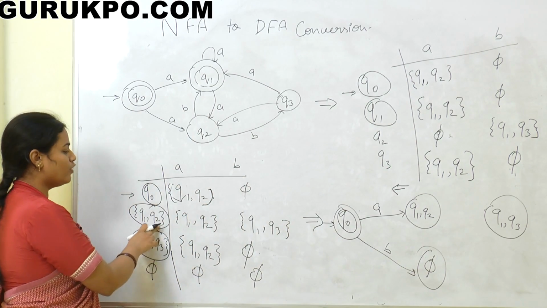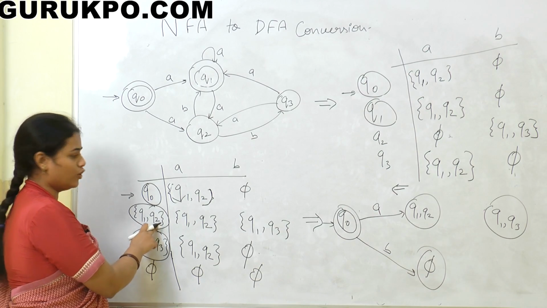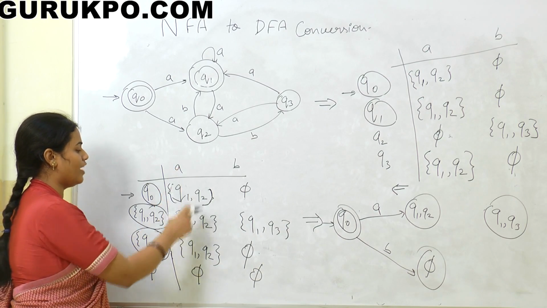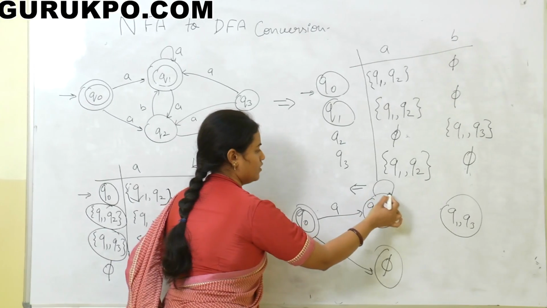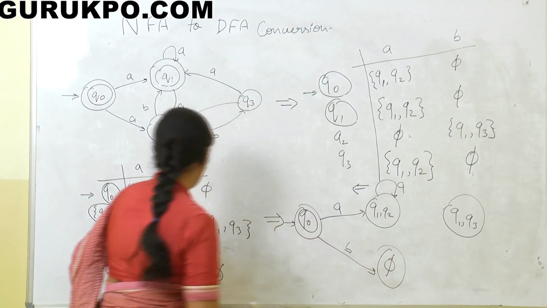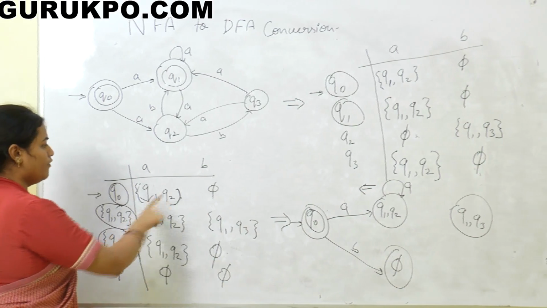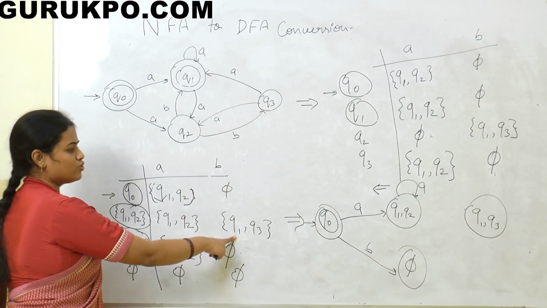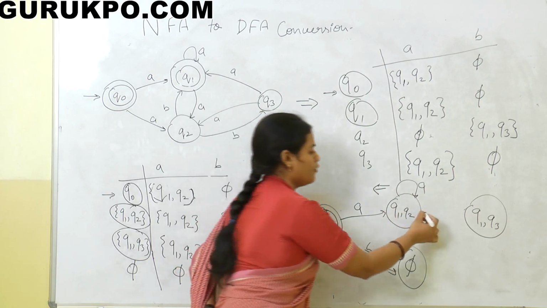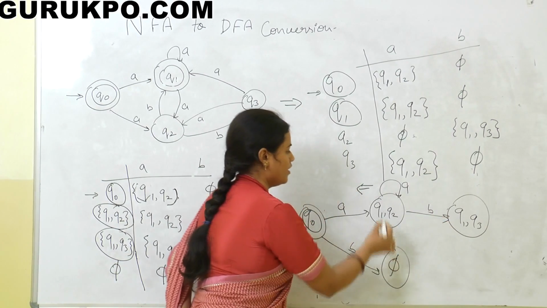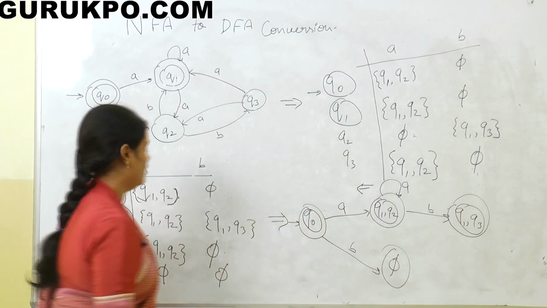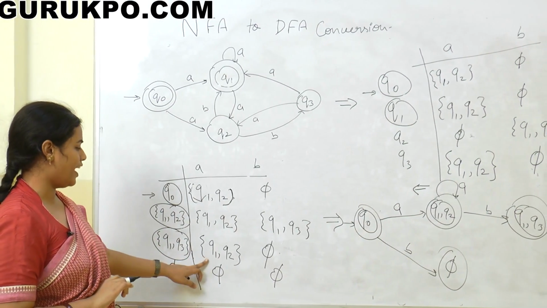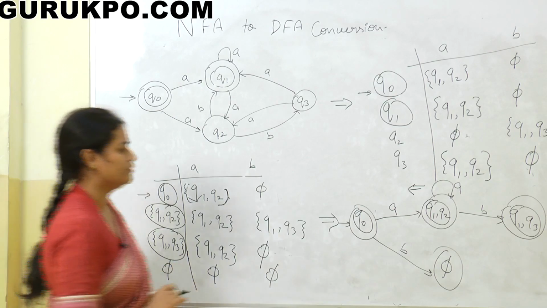Now at state Q1, Q2, when I am applying A input, I will reach the state Q1, Q2 itself. We can mention it like this. Now at state Q1, Q2, when I am applying B input, I will reach the state Q1, Q3. Then I have to mention this B, and this is also a final state. At Q1, Q3, when I am applying A, I am reaching Q1, Q2.